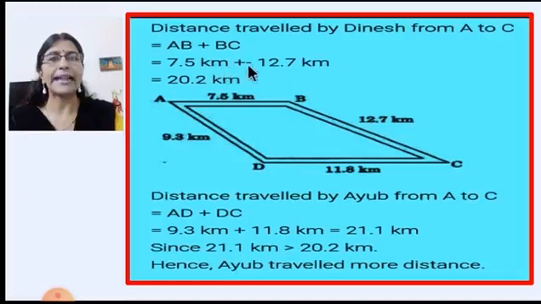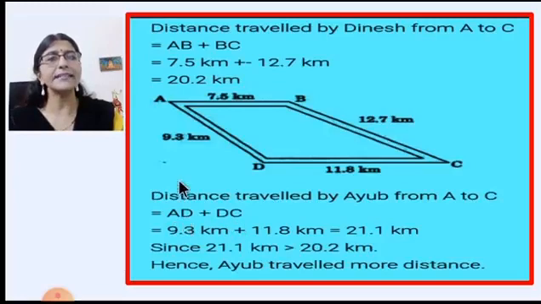Now we are going to add this, then we'll get the total distance covered by Dinesh. So it will be 12 plus 7. When you add this, you know addition of decimal numbers, you will get 20.2 kilometer. Now we will see how much distance travelled by Ayub. Ayub went from A to C. He went like this, from A to D and then D to C. So that is written here AD plus DC.